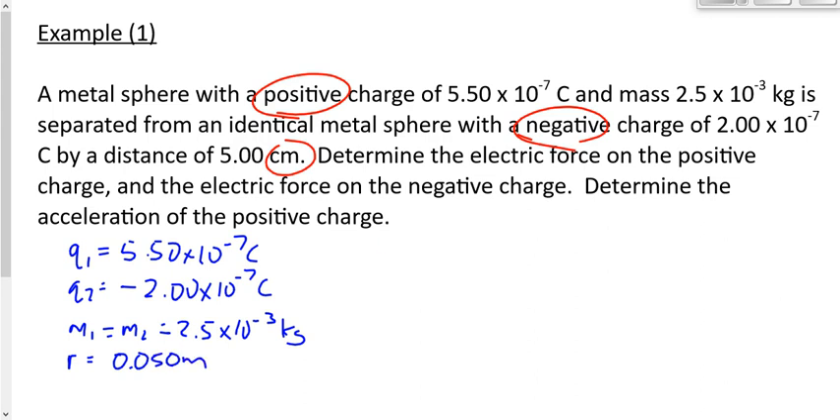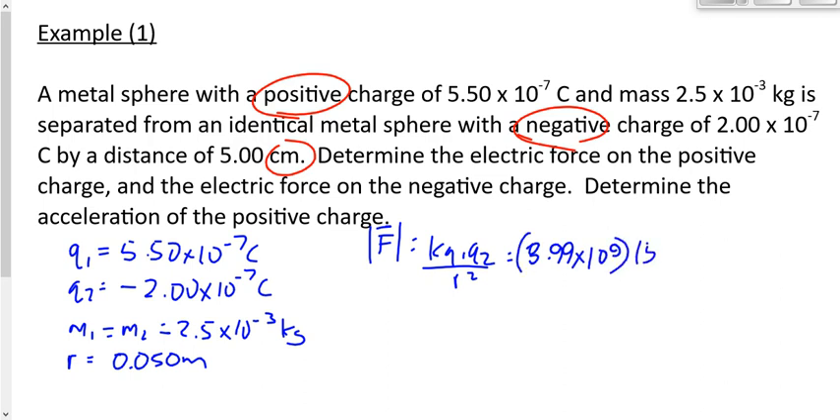We want to find the force, so let's do that now. F = kQ1Q2 over r squared. 8.99 times 10 to the 9 times 5.5 times 10 to the negative 7 times 2.0 times 10 to the negative 7. Notice that I've dropped the sign of the charge in that equation. It's a negative charge, but I didn't put that in there.